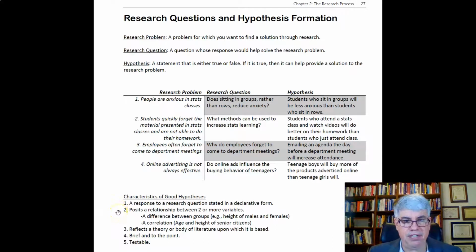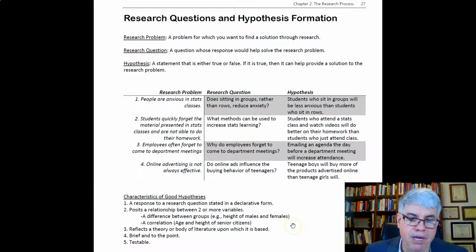The second characteristic is that it posits a relationship between 2 or more variables. So in this one, it's students who sit in groups will be less anxious than students who sit in rows. So the 2 variables are how students sit and anxiety. And it's positing a difference between these 2 groups. An example would be you might hypothesize that males and females have different average heights. Those are 2 groups, males and females. People who sit in rows and people who sit in groups are different groups.